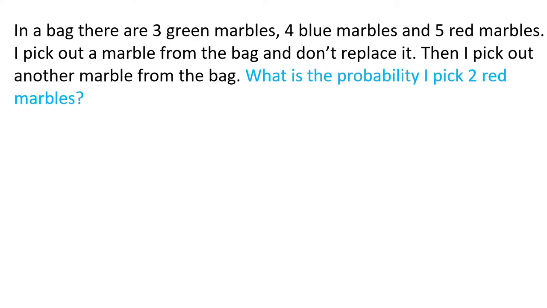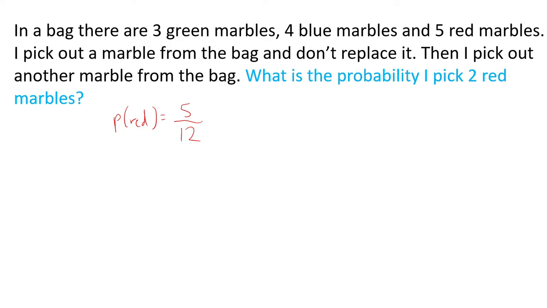Okay, so you can decide to draw a big tree diagram here. The reason I'm not going to do that is there'll be too many branches, and I think it'll be easier just to think about it logically here. So when you pick out that first red marble, what's the probability of picking out a red marble? Well, in total there are 3 plus 4 plus 5 marbles, so there's a total of 12 marbles, and of those 12, 5 of them are red, so the probability of picking out a red marble is 5 out of 12. So probability of red equals 5 out of 12, and that's on the first go.